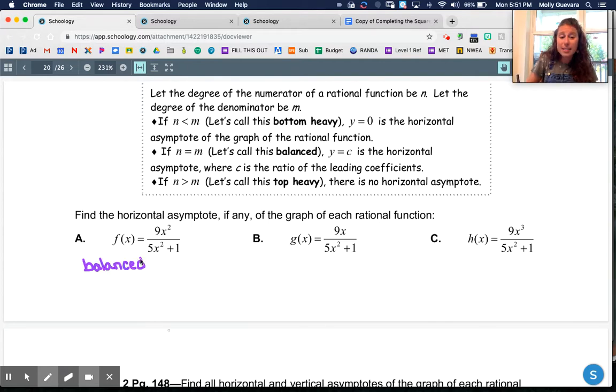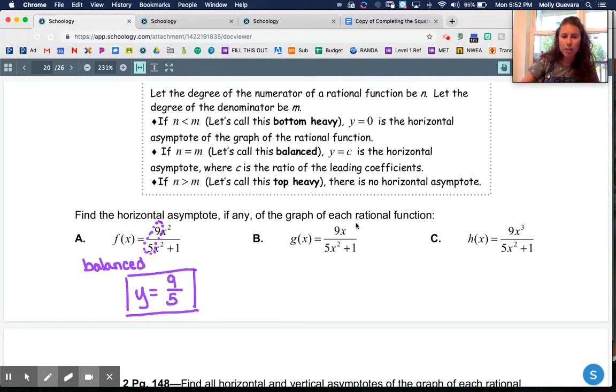And since it's balanced, I take the coefficients in front of both of the x squareds, and that is the equation of my horizontal asymptote. So that graph has a horizontal asymptote at the line y equals 9/5. So 1.8, right? Wherever 1.8 is, that's where that line is.